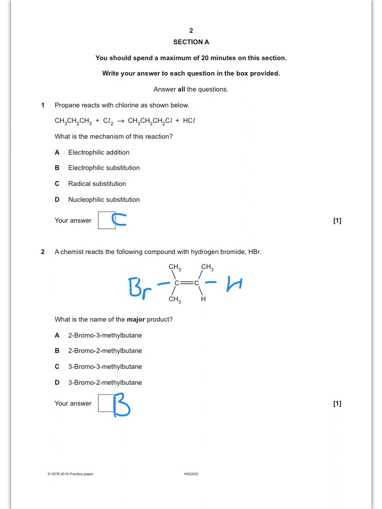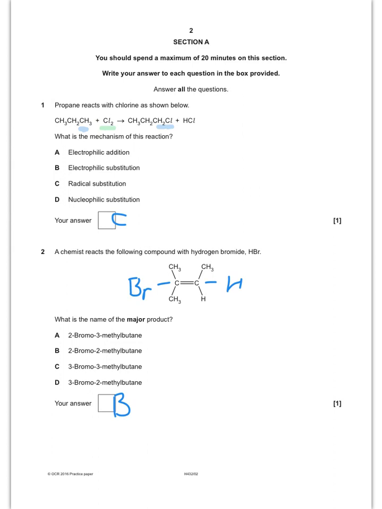Okay, so first of all it's a substitution reaction because you can see you've substituted an H for a Cl here, and you'll know that that is going to be free radical substitution when it is a halogen adding to an alkane, because of course alkanes are non-polar, and therefore it is going to be radical substitution, which is C.